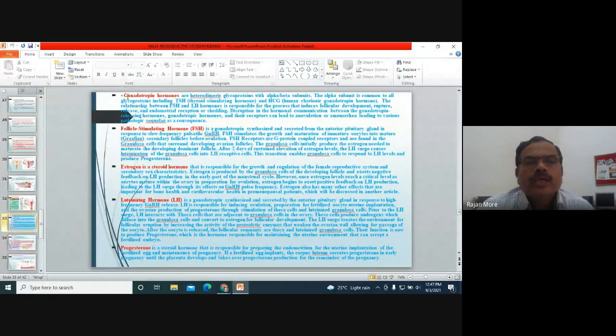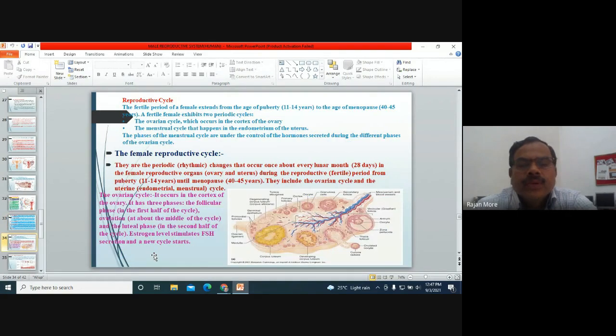These are the principal hormones involved in female reproduction. First is the gonadotropin releasing hormone, then the follicle stimulating hormone. The third hormone is estrogen, again a steroid hormone. The fourth one is the luteinizing hormone, LH, and the fifth one is progesterone for maintaining the pregnancy. Then we come to the reproductive cycle, that is the menstrual cycle. The fertile period of the female extends from the age of puberty, 11 to 14 years, to the age of menopause, generally 42 years.